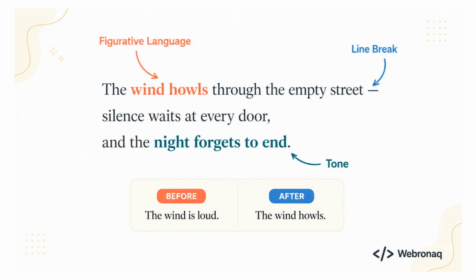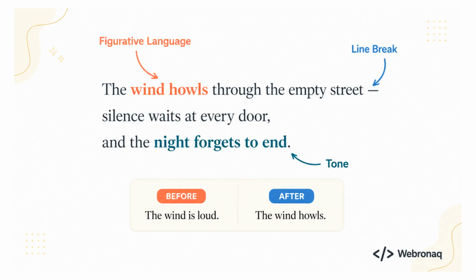Alright, now let's talk about poetry. Poems can feel tricky, but once you know what to look for, they open right up. Start with figurative language. When a poet writes, "The wind howls," the wind is not literally screaming. That word choice creates feeling. It tells you something is wild, unsettled, maybe even threatening. Always ask, why did the poet choose that word?